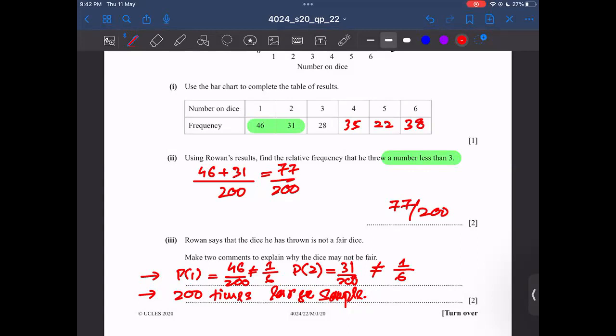Okay. So the first thing you are commenting on is that the probabilities are not equal and are not equal to 1 by 6. They should have equal chances in order to have a fair dice. And the second thing is that the sample is too large. Since the sample is too large, it can deflect the values. We have 200 throws over here. So the second point is the large sample.